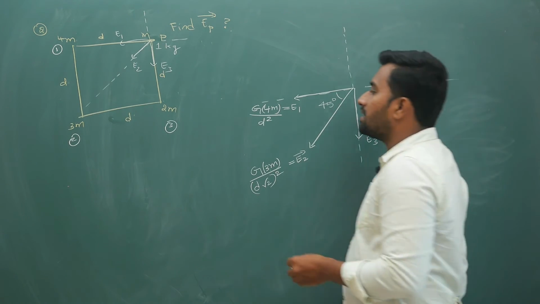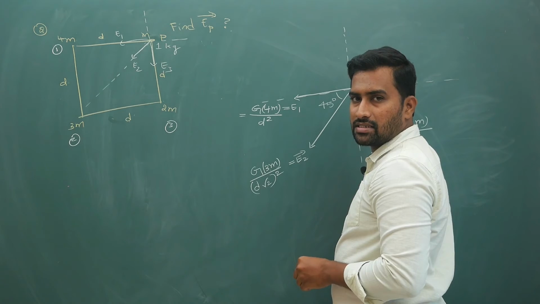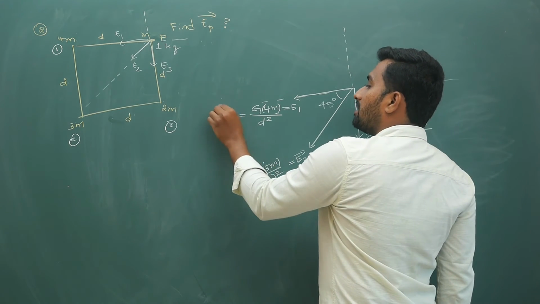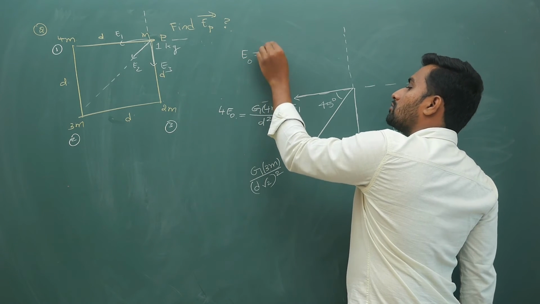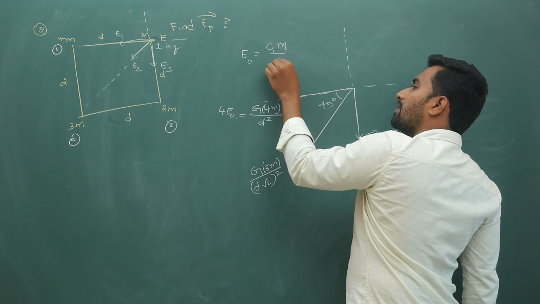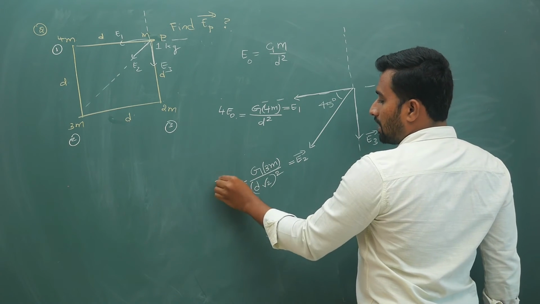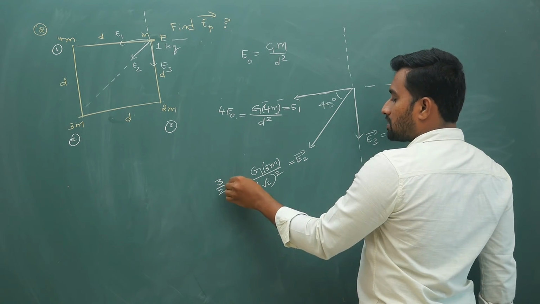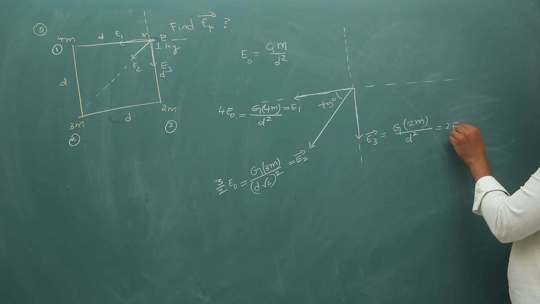So now write each vector in terms of i cap and j cap. So Gm by d square, if you take it as E naught, you will get this part as 4 E naught. Okay, E naught you are assuming as G times m by d square. That will make your calculation easy. So this will become 3 by 2 times E naught, and this part will become 2 E naught.